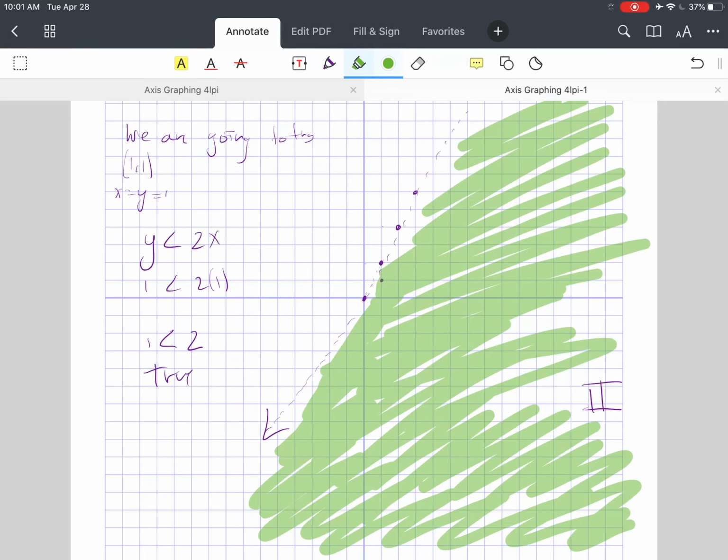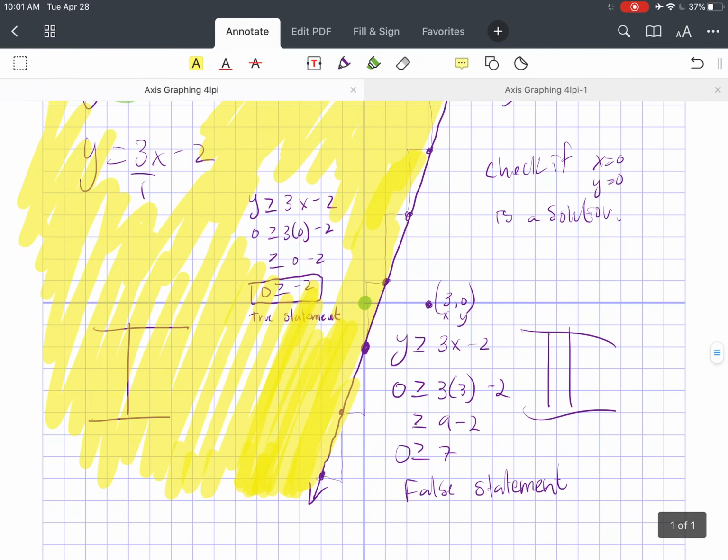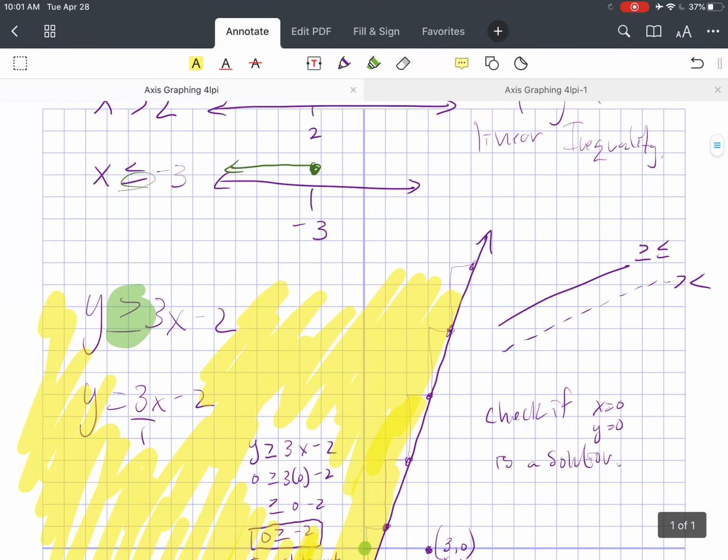And that's how you graph linear inequalities. You graph the line, decide whether it's going to be solid or dashed. And then you pick a point to determine which side of the inequality you graph.